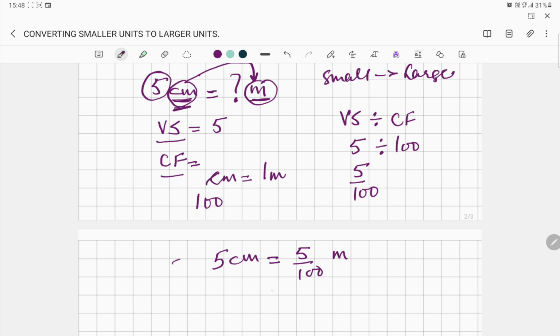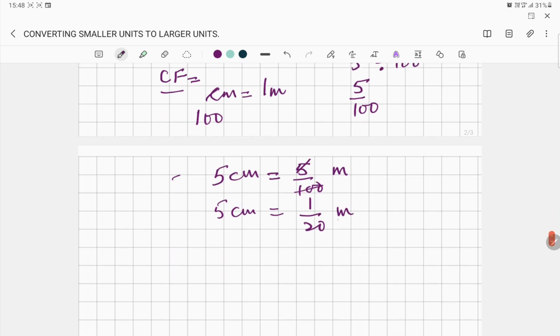Now let us simplify it. If you divide 5 upon 100, what do you get? You get 1 upon 20 meters. So 5 centimeters is 1 upon 20 meters. I've simply divided 5 and 100, and I get 1 upon 20. Now if you further simplify it, if you divide 1 by 20, you can convert it into decimals. So 5 centimeters becomes 0.05 meters.